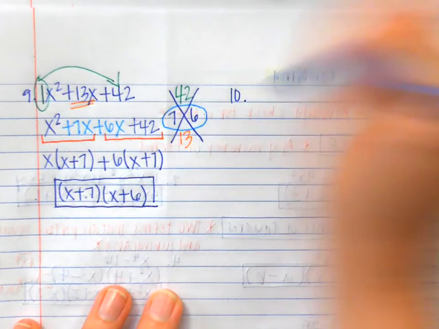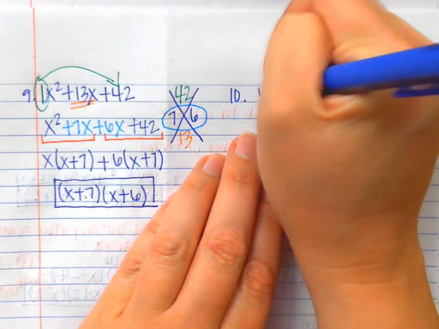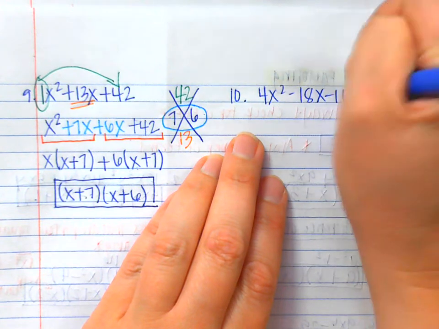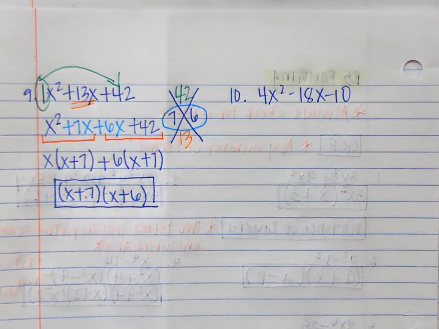Okay, last one. 4x squared minus 18x minus 10. So if you're feeling good, feeling confident, I want you guys to pause me here, try this problem on your own, and then come back and check your work. Okay, so hopefully you're checking your work. Now there are really two ways to do this problem. And I'm going to start with what I would have done.